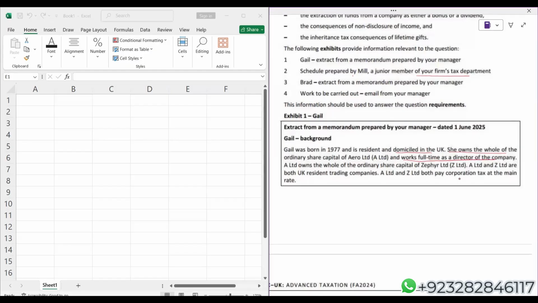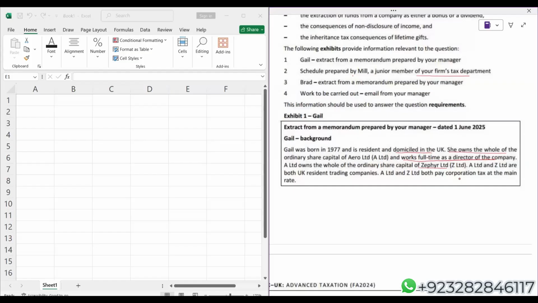Arrow Limited owns the whole of the ordinary share capital of Zephyr Limited. Now try to understand. Gail owns Arrow Limited, and Arrow has got 100% holding in Zephyr Limited. It means they are both members of a 75% capital gain group as well as a 75% loss relief group. Arrow and Zephyr. Individuals and companies cannot form any group. Capital gain group and 75% loss relief group are only possible within the companies.